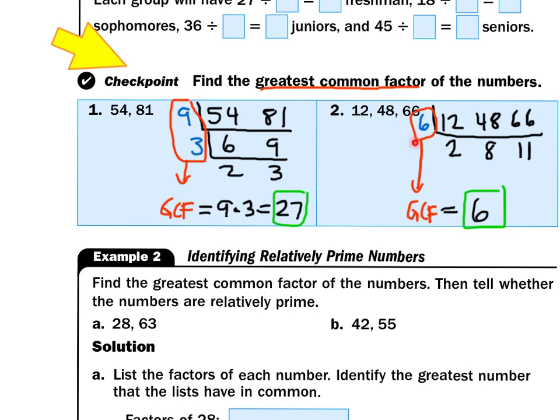And so you just take a look here. So the GCF is staring at you. It would just be 6 for all of these numbers.